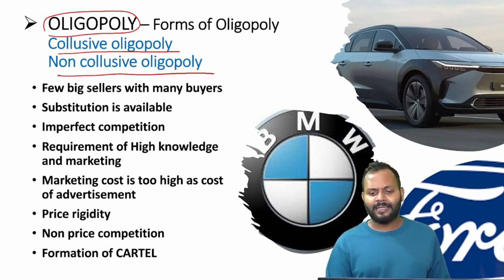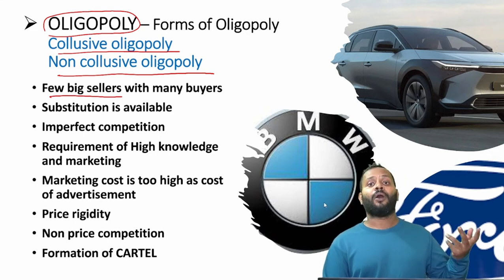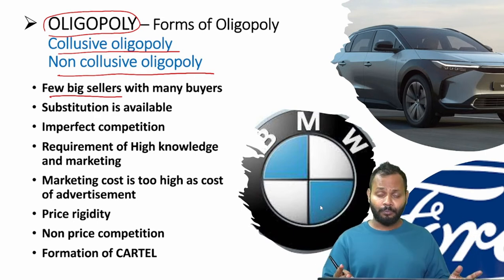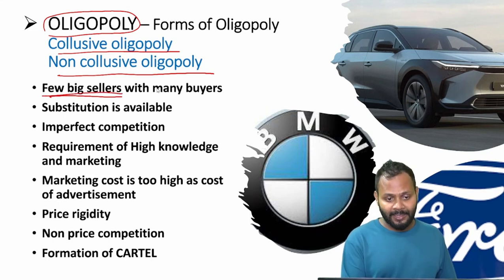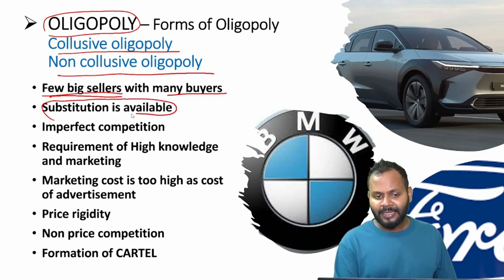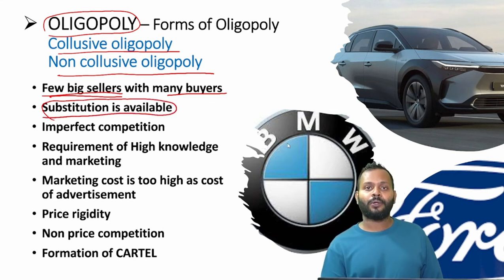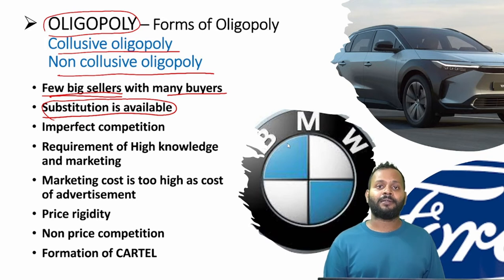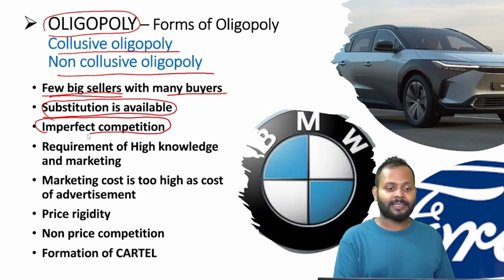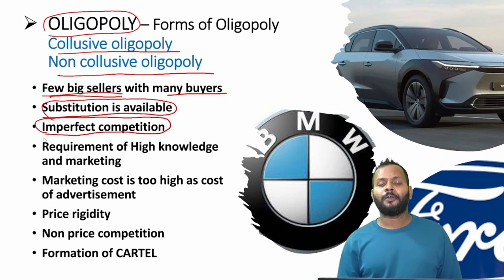Okay. For example, big sellers like car companies, automobile industries, or electronics and appliance makers. These are the big companies, and they mostly provide the goods to the market. Big sellers with many buyers. Is substitution available? Definitely yes. Can I prefer Maruti Suzuki over Hyundai? Can I prefer Renault over Hyundai? I can have substitution also. It is an imperfect competition. Absolutely yes. Why is it imperfect competition?